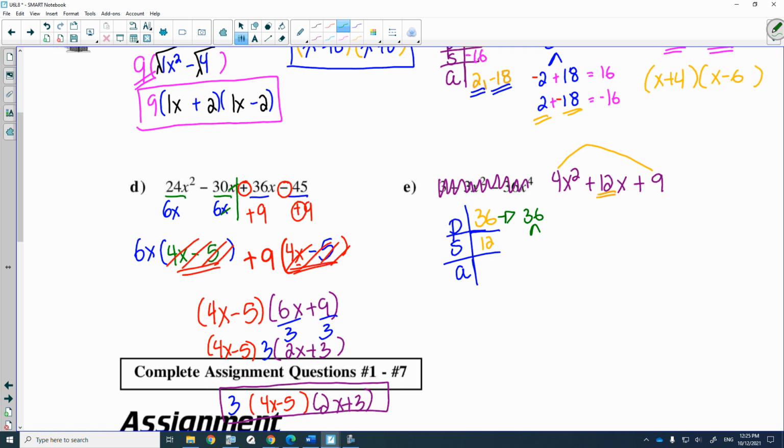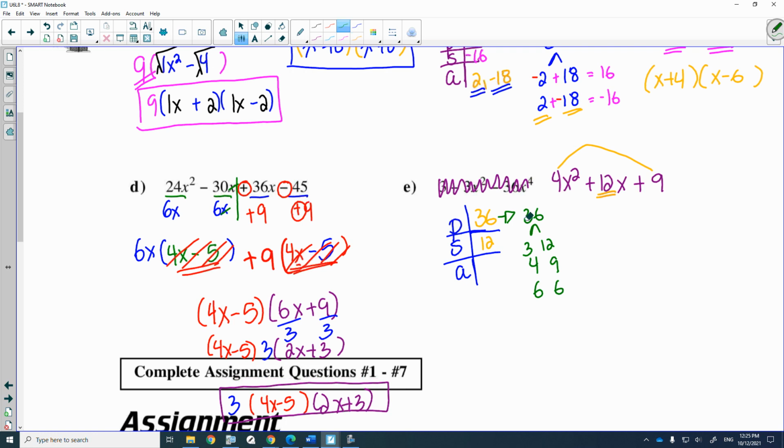So again, 1 and 36, right? And then you'd say 36 divided by 2. So 2 and 18. 36 divided by 3. 3 and 12. 36 divided by 4. 4 and 9. 36 is not divisible by 5. 36 divided by 6 is 6.